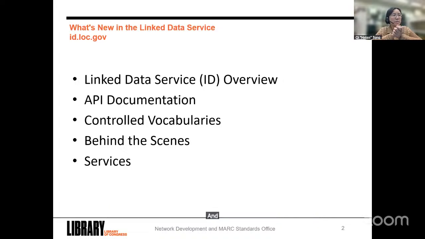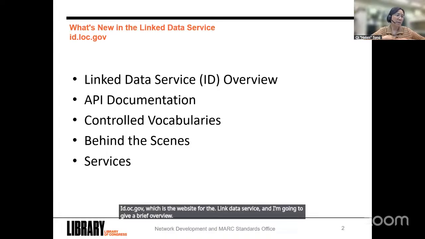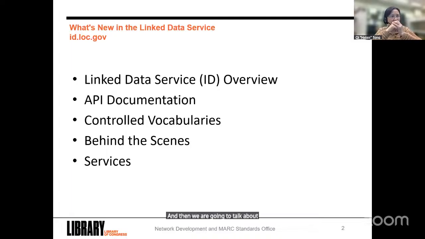And so we're going to talk, for people not familiar with id.loc.gov, which is the website for the Linked Data Service. I'm going to give a brief overview, and then we are going to talk about a few new developments in that service.